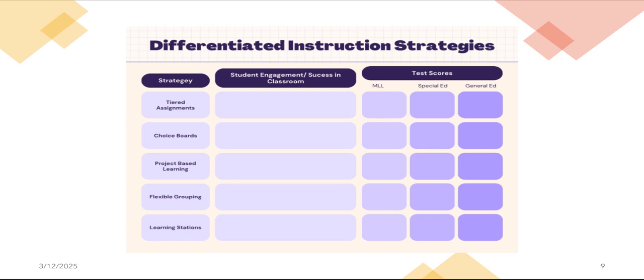And as we would go through, each teacher would be able to share their reflections and their observations of their students while going through these different learning strategies in that second column. And then finally, we would at the end have our test scores divided into the groups that we're observing, which is our MLL, special education, and general education students.